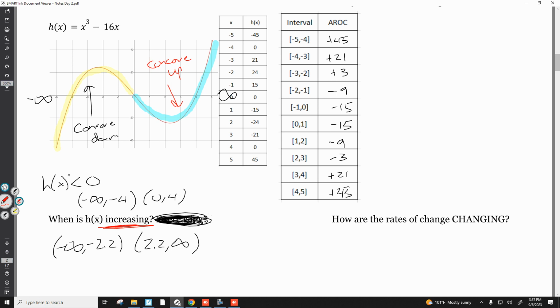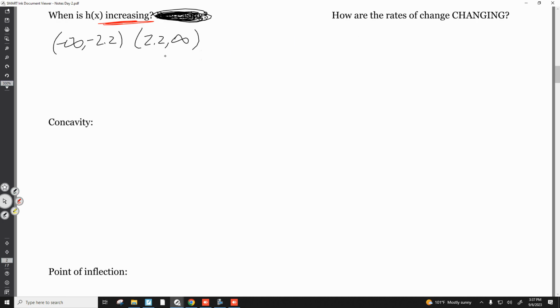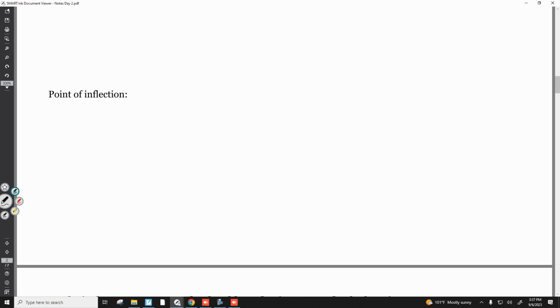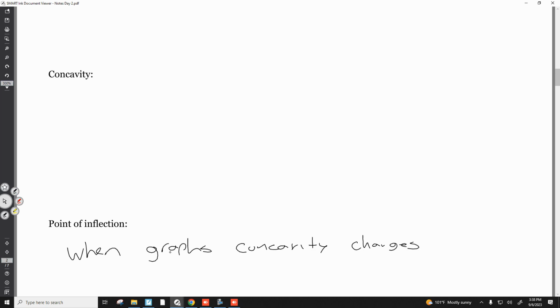So where we change curvature looks to be right here at x equals 0. This, my friends, is called a point of inflection. A point of inflection is when a graph's concavity changes. Concavity is curvature.